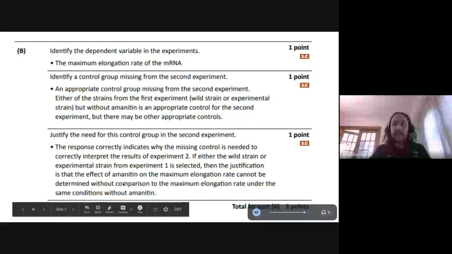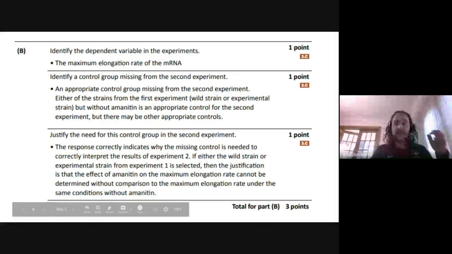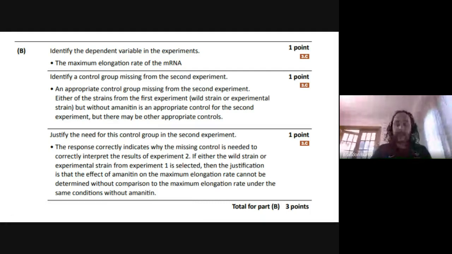Question B was worth 3 points. And here's where being just an adaptable and resilient AP Bio student can help. If you looked at question A and you didn't remember anything about RNA, you might get discouraged and be like, I can't earn any of these points. But question B doesn't require you to know anything about RNA. So, identify the independent variable in the experiments.